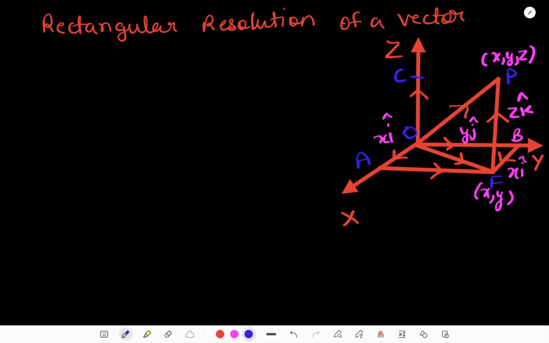Now, rectangular resolution of a vector. Let OX, OY, OZ be three rectangular axes and let i, j, k be three unit vectors.